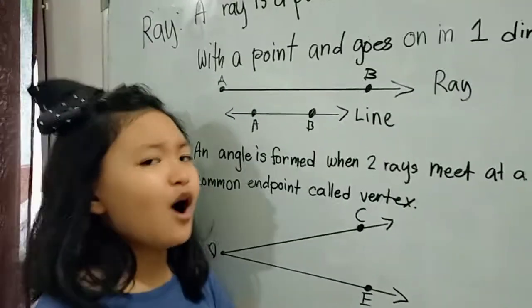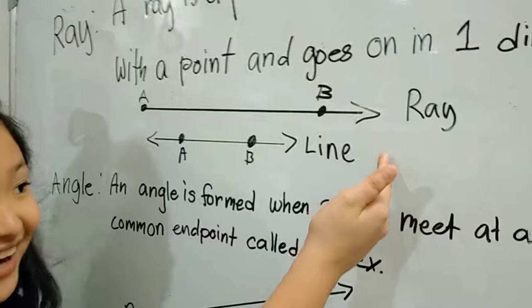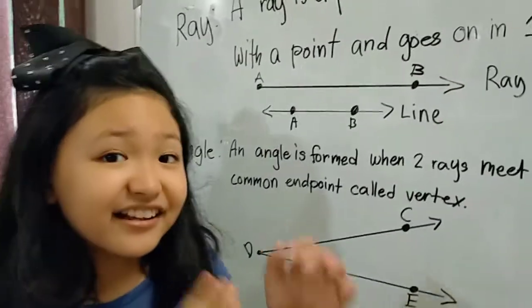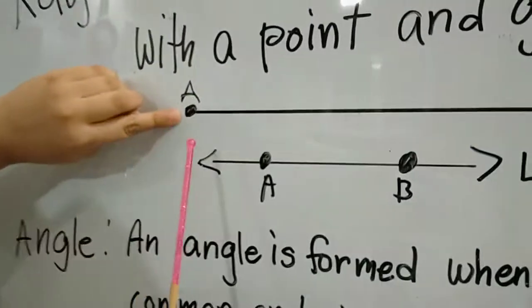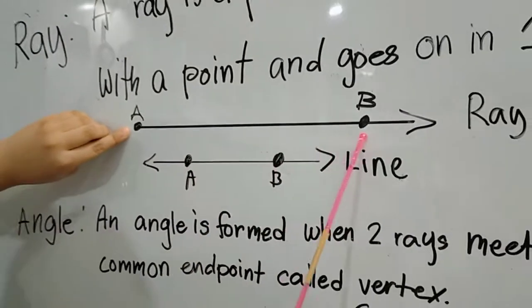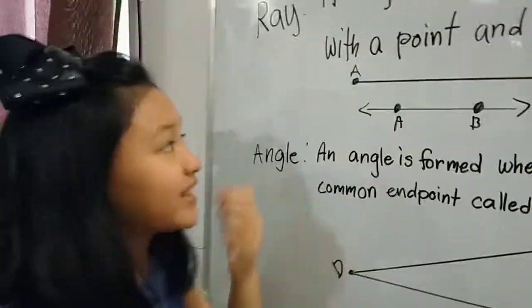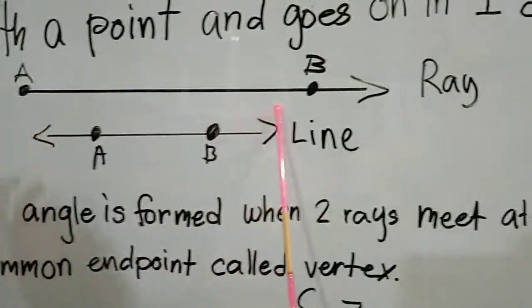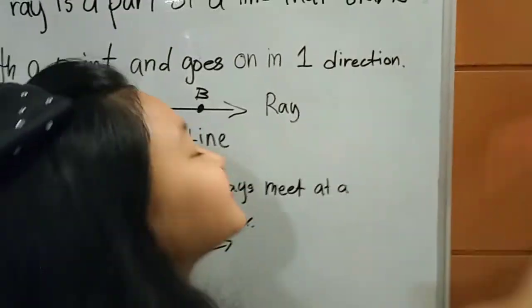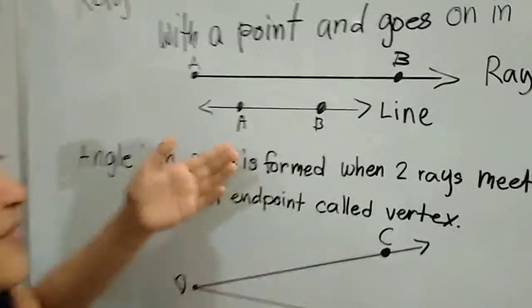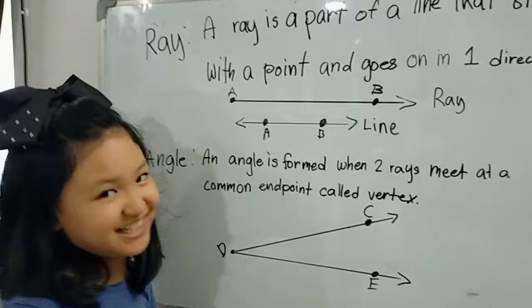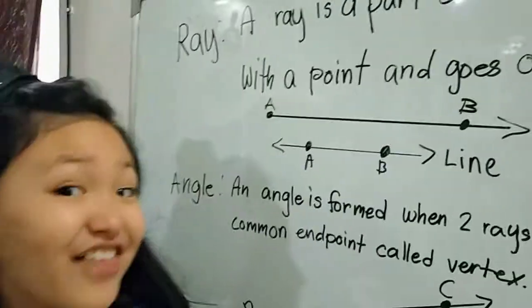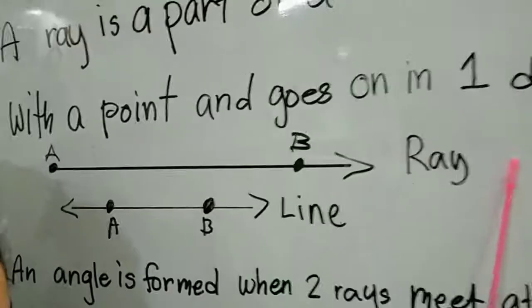You might be wondering, what is the difference between a ray and a line? Unlike lines, a ray starts with a point and goes on in only one direction, like this. It goes on in one direction, which is going to the right. And on the other hand, lines can be extended in both directions. That's the difference between a ray and a line.